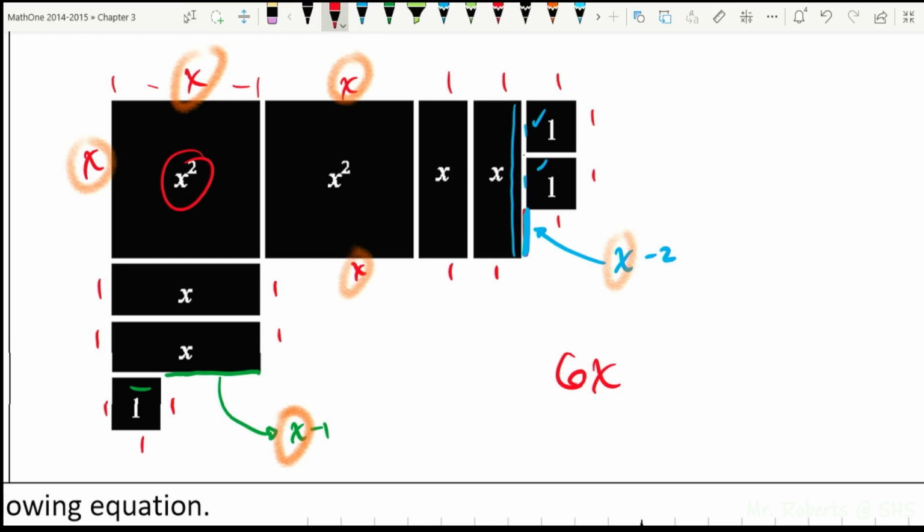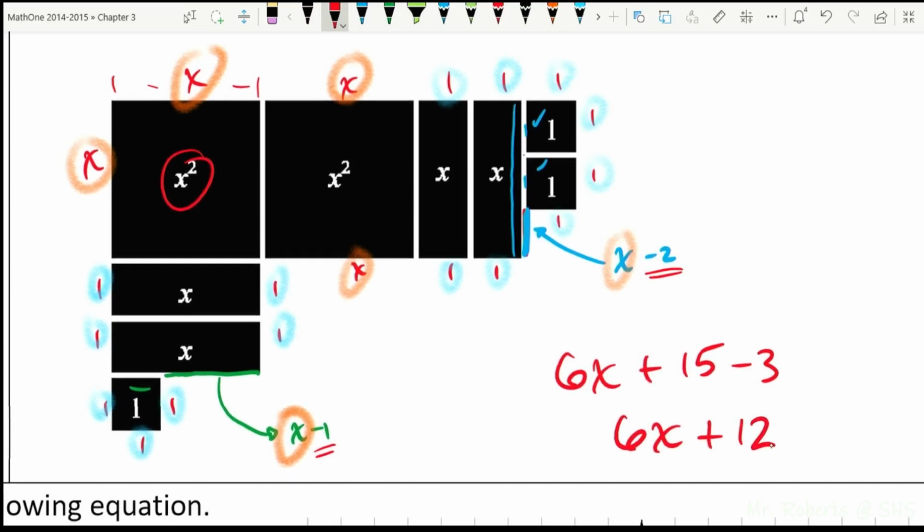But I got some more. I've got some unit tiles, and on these, let me circle these with this blue. I've got 1, 2, 3, 4, 5, 6, but I have to take away 2. I'll hold that on to the end. 6, 7, 8, 9, 10, 11, 12, 13, 14, and 15. So there's 15 there. But there's some negative that I have to deal with. There's a negative 2 and a negative 1. So I have to subtract 3 from that. So it looks like the perimeter is 6x plus 12.